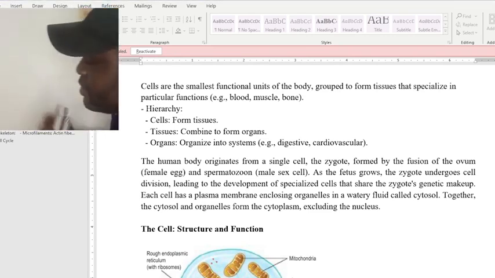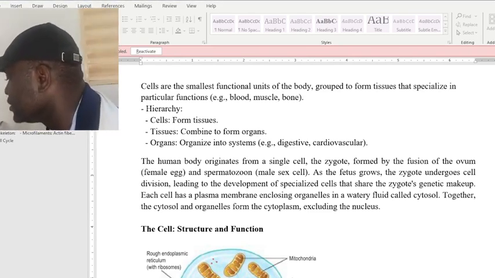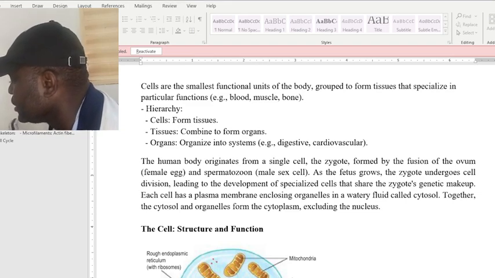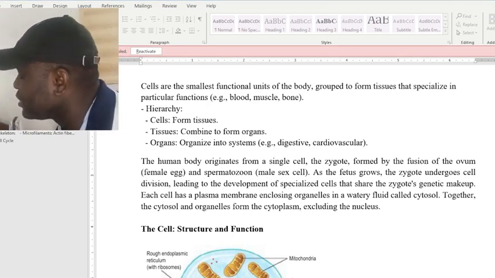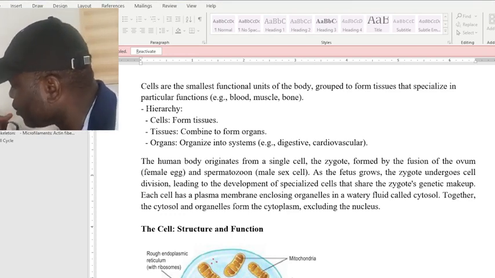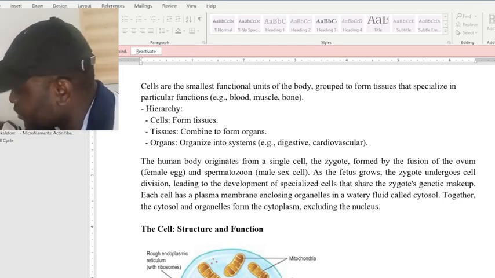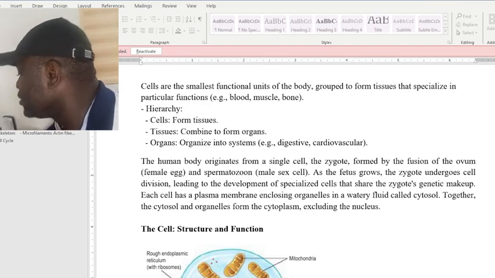So we now have the various systems: the digestive system, the cardiovascular system, the skeletal system, and all. The human body generally originates from a single cell, and this single cell is called the zygote. When the sperm and the ovum come together, they fuse to form a unicellular organism known as the zygote.